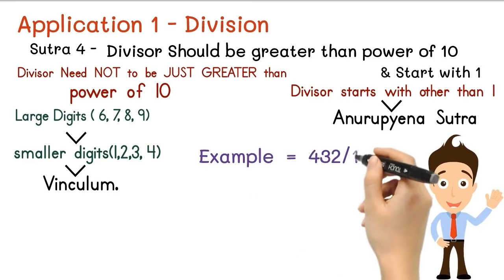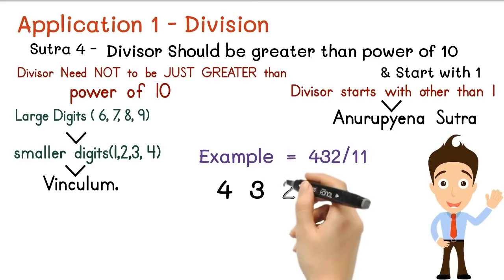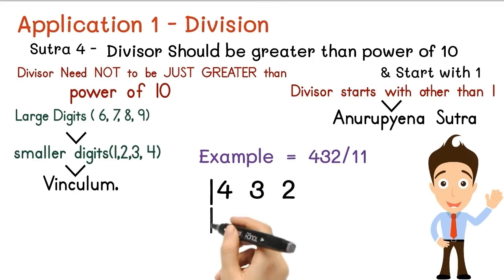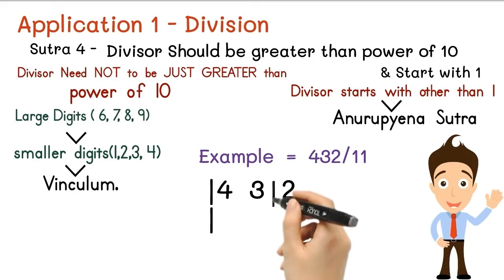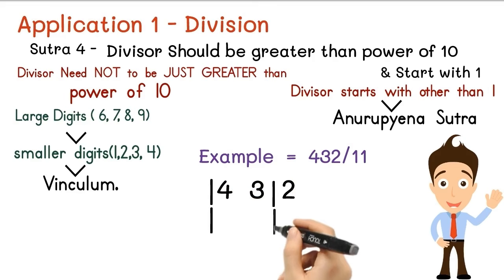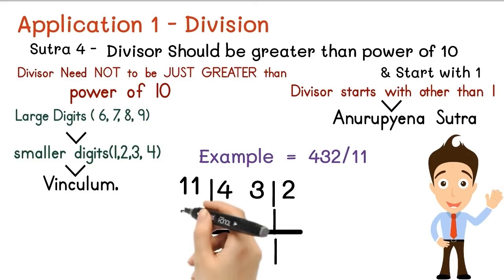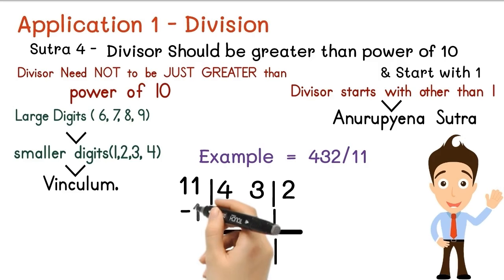So let's take an example on Vedic Maths Sutra 4. Example is 432 divided by 11. For 11, base is 10, so we separate the last digit 2 by a line, which is known as the remainder line, and write minus 1 here. Since 11 minus 1 equals 10, that's why we wrote minus 1 here.